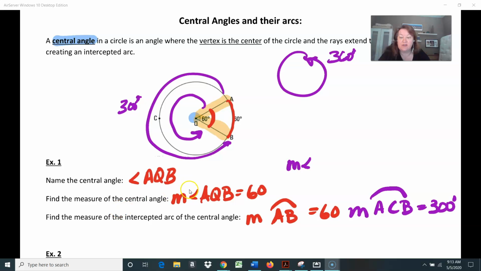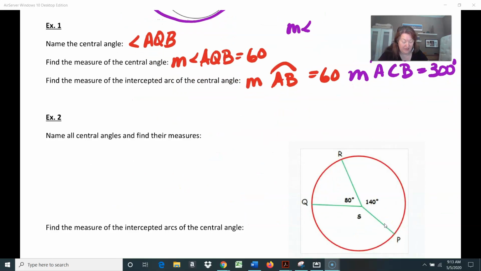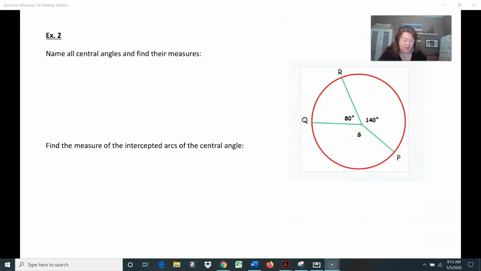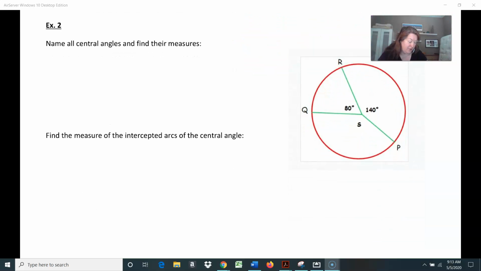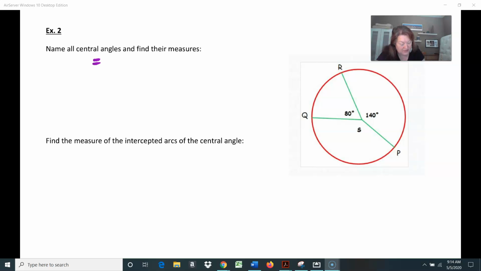All right, so working on to our next part then. Name all the central angles and find their measures. In this one, we're going to focus on the three that are right there. We're not going to worry about the ones that are opposite, that go around the long way. We're going to worry about the main ones. So let's talk about the one that is equal to 80 degrees. The measure of angle, how do I get to 80 degrees? I'd have to go from R to S to Q. Angle R to S to Q is 80 degrees, right?